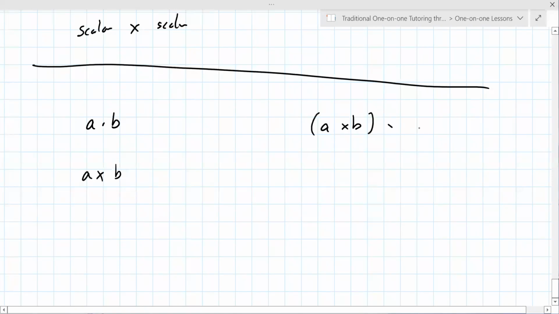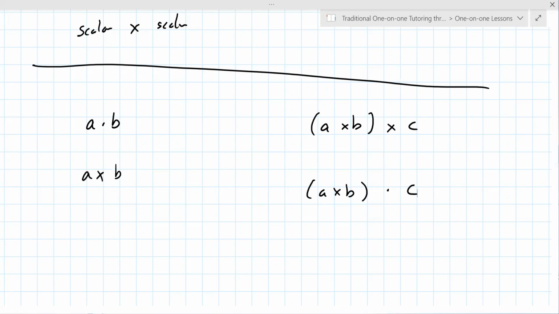But if you start out with A cross B, you get another vector. So you can cross it with C. That's okay. You can also dot it with C. That's okay, because a vector dotted with a vector is fine. A vector cross a vector is fine. And these are really it. There's not a lot of other things you can do.